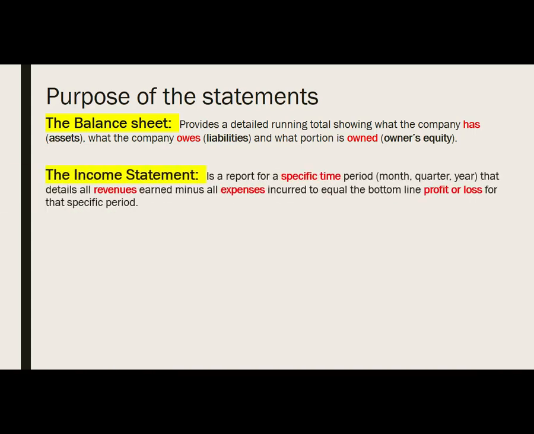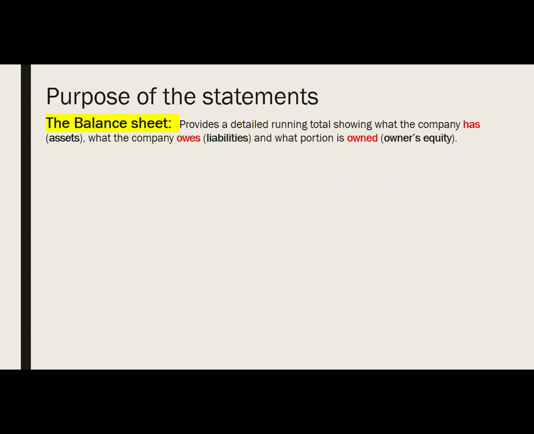My apologies, the balance sheet is a running total. It's a snapshot of a moment in time as to what the company owns, assets, what the company owes, and how much of it they own, the owner's equity. So that's always a running total. It's an open account, a balance sheet, so it's always running. You can always take a look at it and know after that accounting period what it's like at that moment in time.